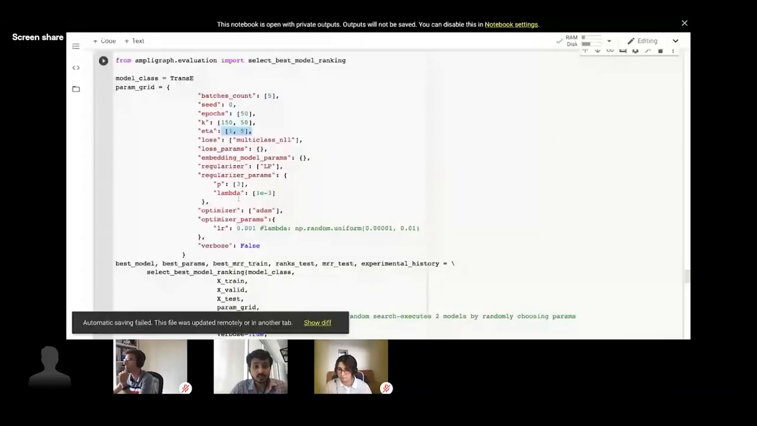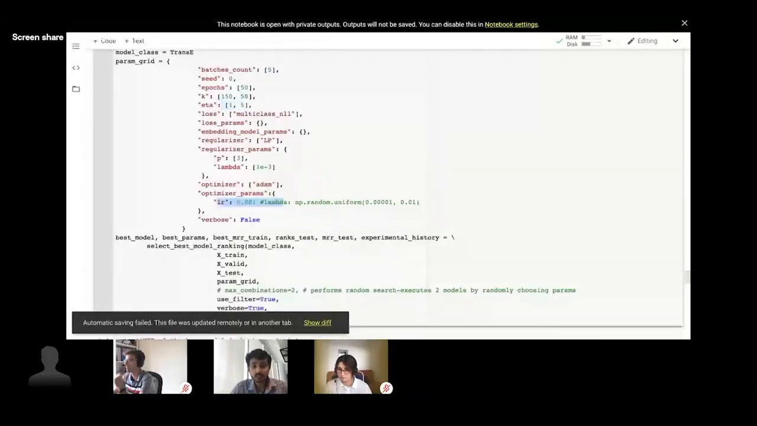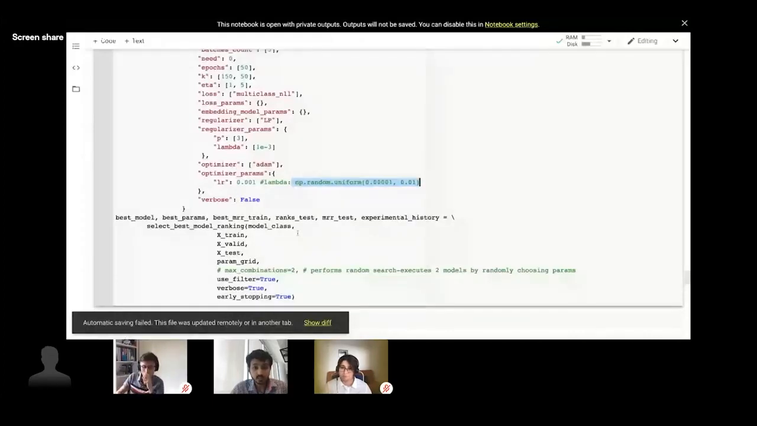Also, you can specify callables here. So instead of a single value like this, you can specify a callable, a function, which generates values dynamically. What select_best_model_ranking does is it will run through all the grid combinations and spit out the best model. So you'll get the best model along with its parameters, and you'll also get the experimental history of all the models that have been tried out.